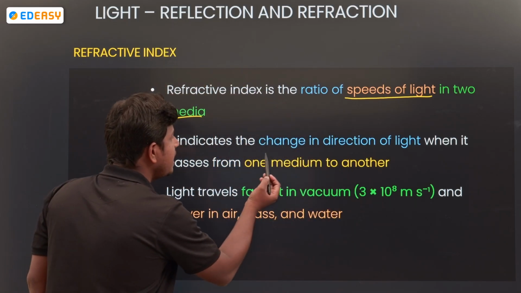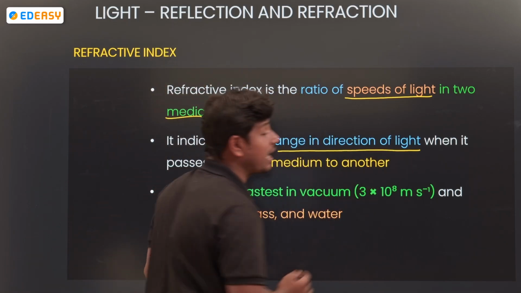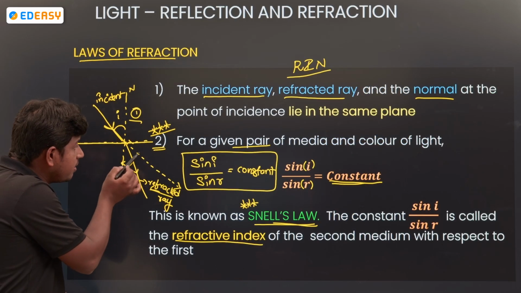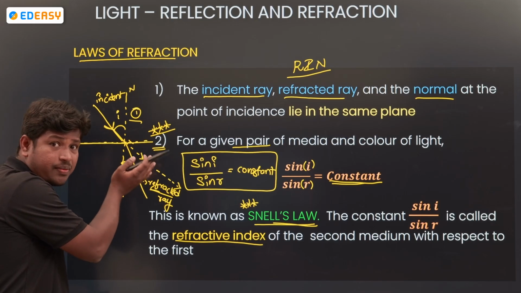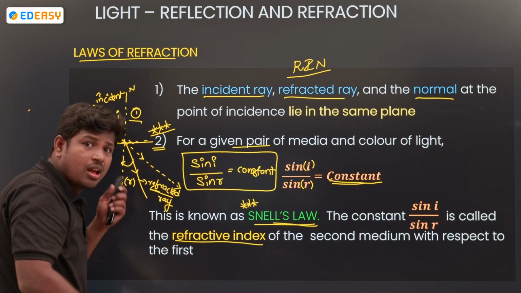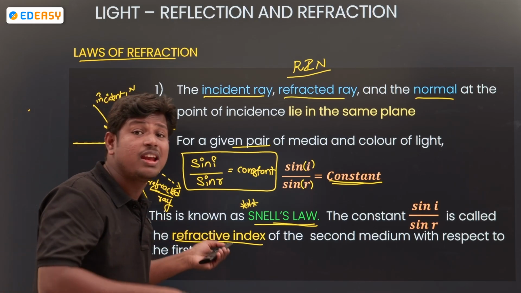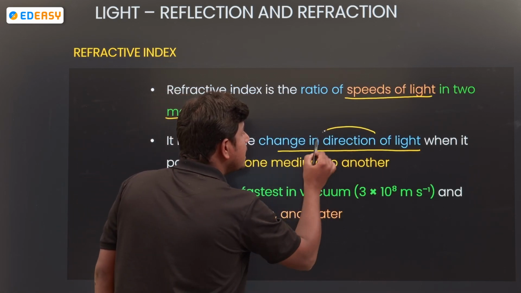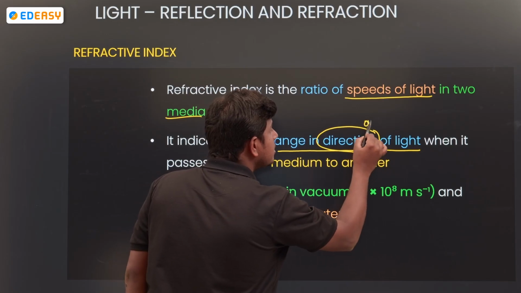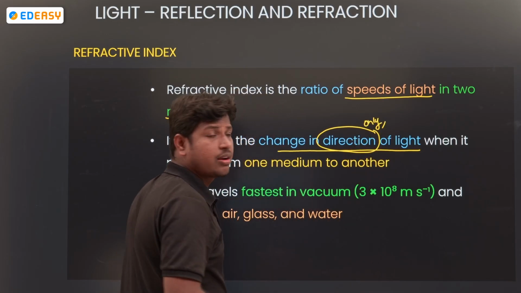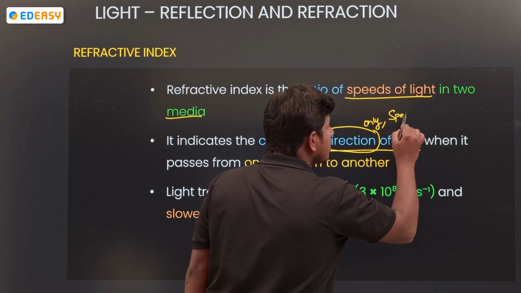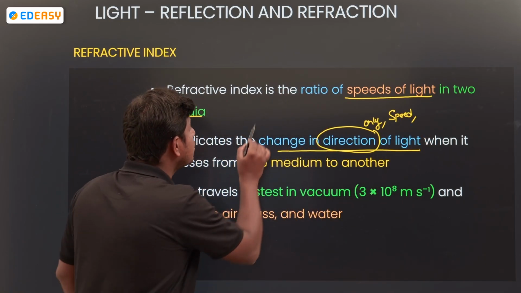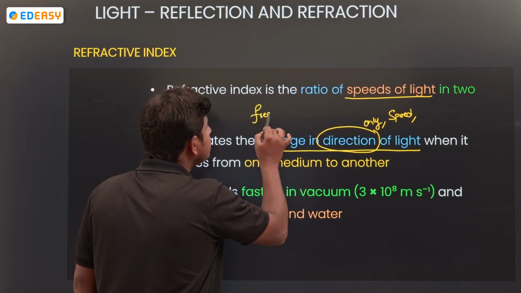Next point, it indicates a change in the direction of light. See here how the direction will be. This is the actual direction of the light ray when there is only one medium. But whenever it enters another medium, what changes? Direction changes, and speed changes. What is constant? Frequency is constant.